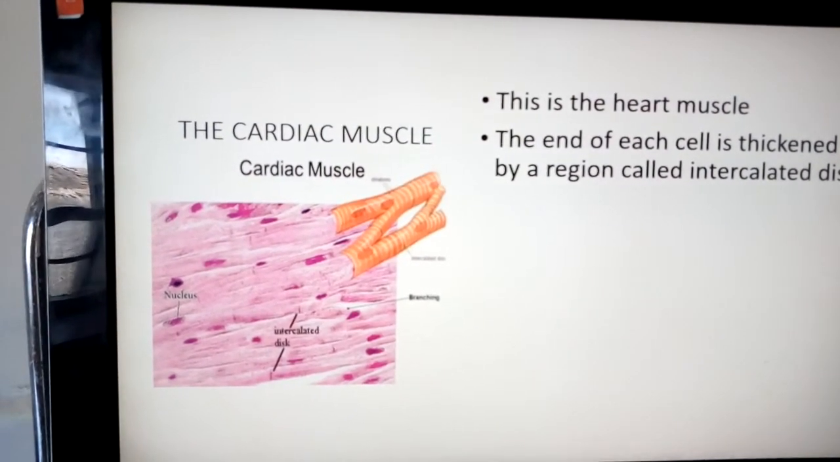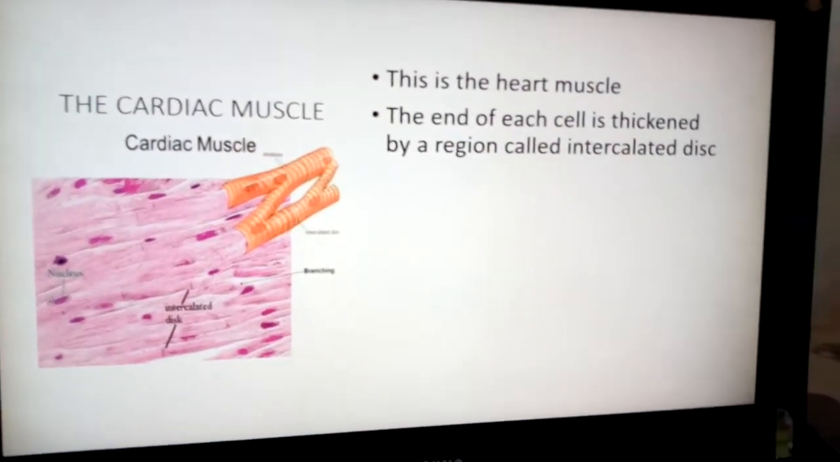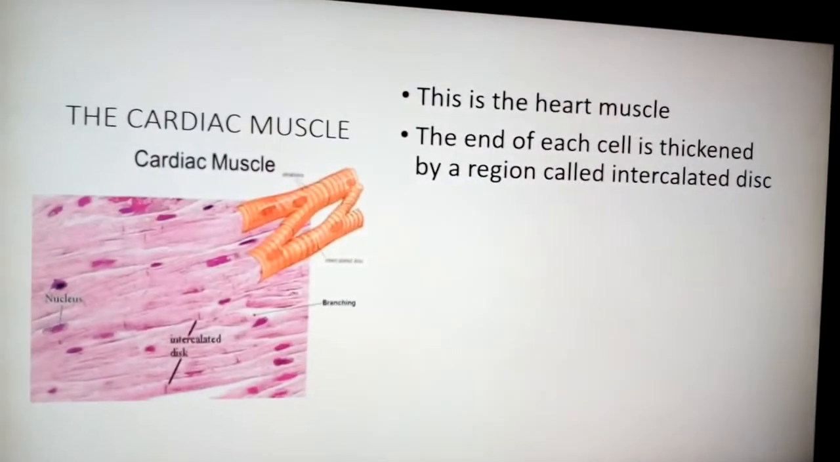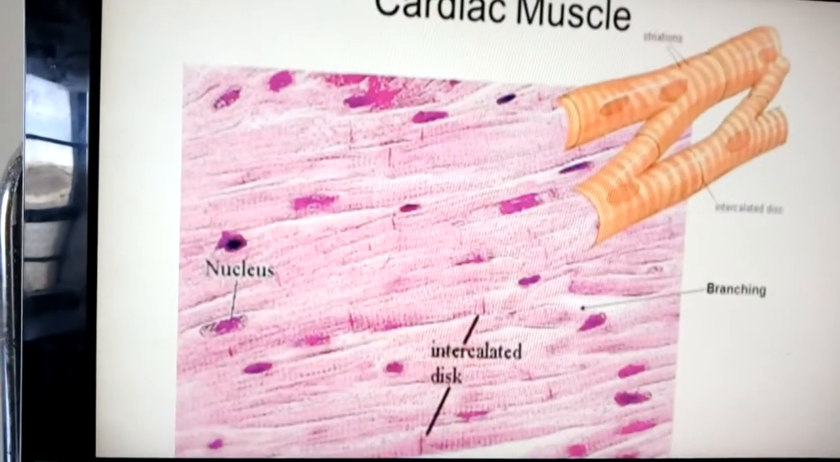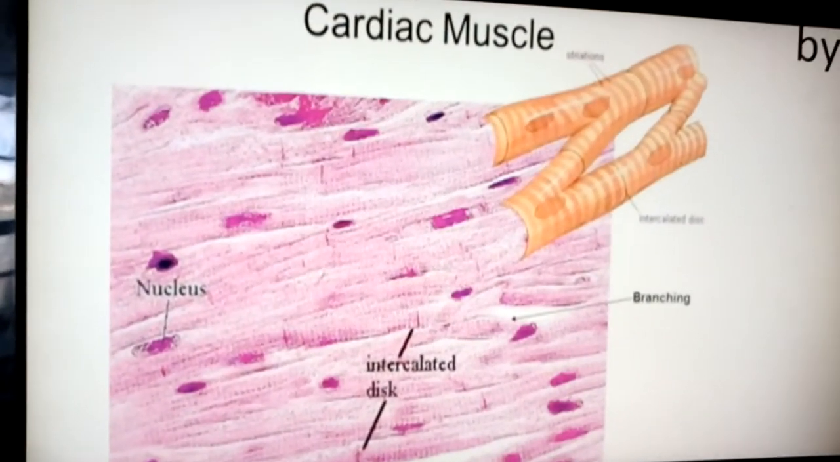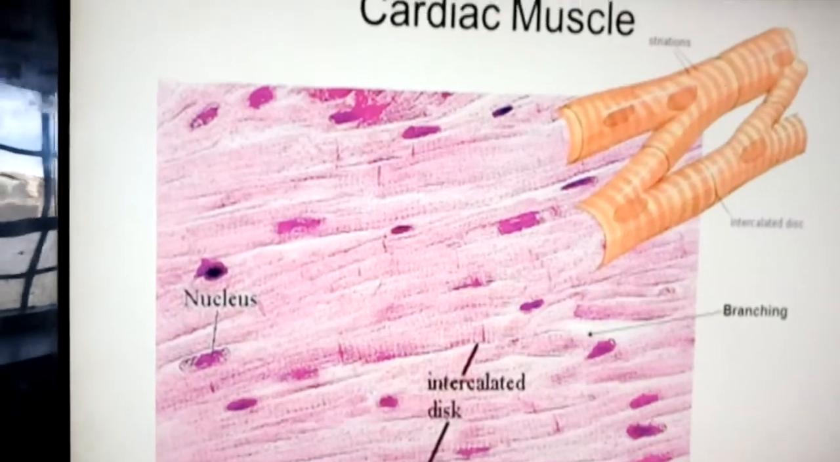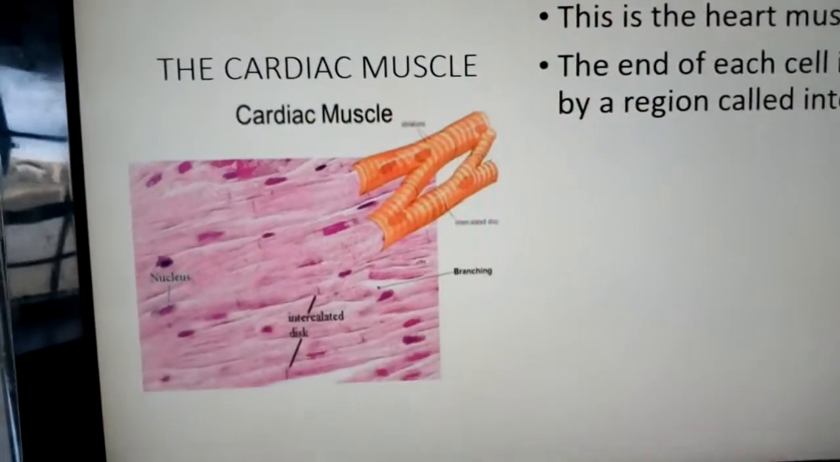Each region is thickened by some intercalated discs. Let me see if we can find where the intercalated discs are. The intercalated discs are these dark structures here, which are visible. I hope you are able to see the intercalated discs. They are these dark structures which are found on it.